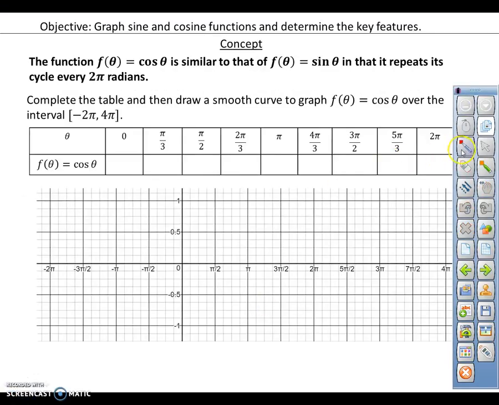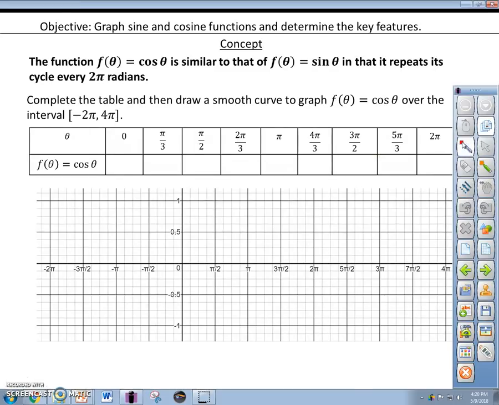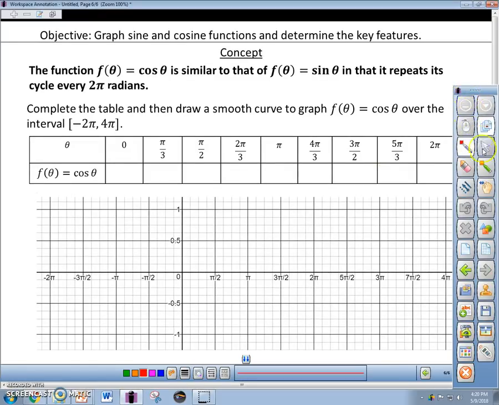Alright, so now what we're going to do is look at doing something similar but for our cosine curve. Now we're looking at f of theta equals cosine theta. We're going to complete the table and then we'll draw a smooth curve to graph the parent function for the cosine family. We're going to start with 0 to 2 pi.